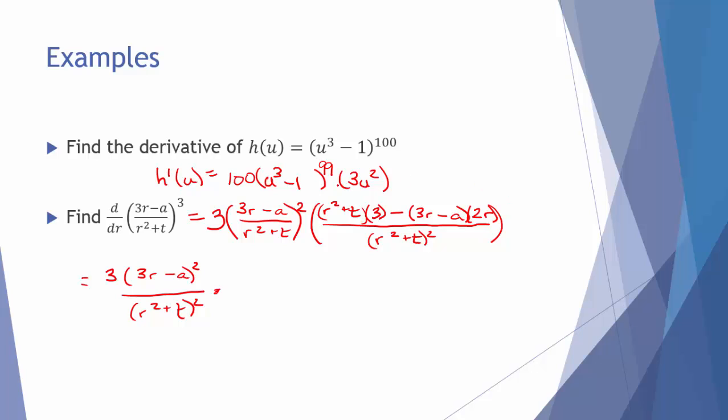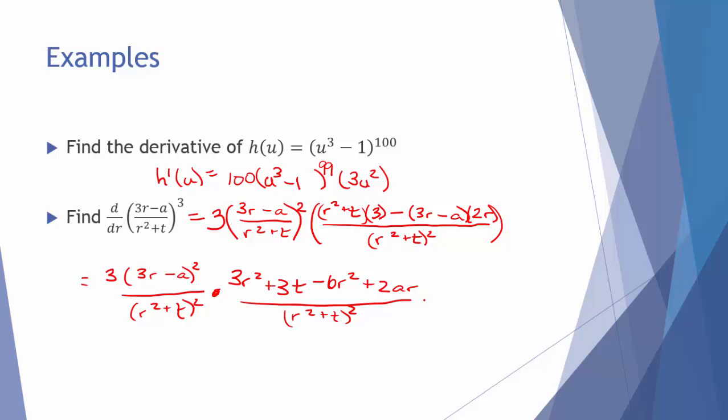In the numerator of this quotient rule, I will have, this is times, 3r squared plus 3t. Let's see, I'll distribute the 2r to both of these terms and distribute the negative through. So that's going to be negative 6r squared plus 2ar, all over r squared plus t quantity squared.